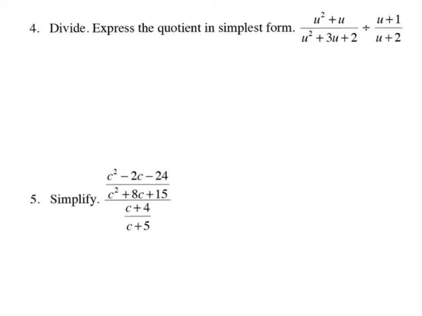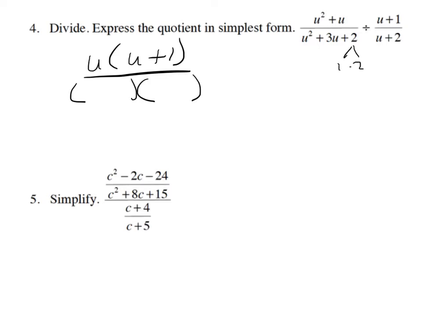Okay, so let's go ahead and factor this out. I'm going to factor out a u, and I'm left with u plus a 1 on top. On the bottom, let's see, it's going to factor into this. What factors of 2 give this? Well, we said 1 and 2, so it's going to be u plus 1 and u plus a 2. Now, I'm going to change this to multiplication, and I'm going to flip the u plus 1 over u plus 2, so it's going to be u plus 2 over u plus 1.